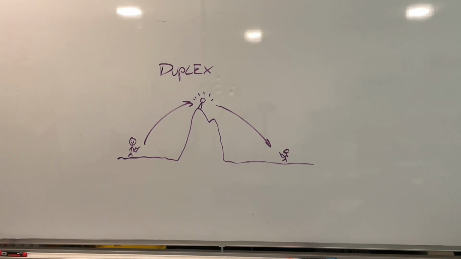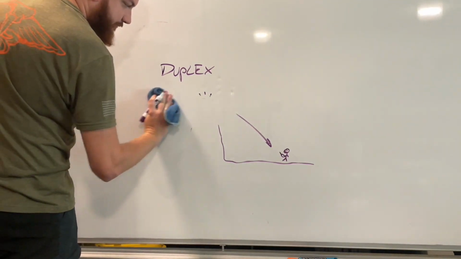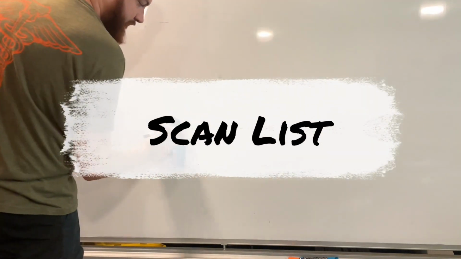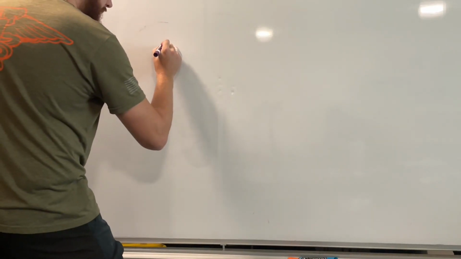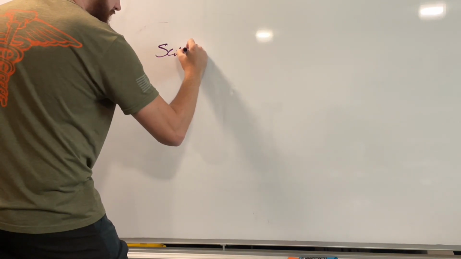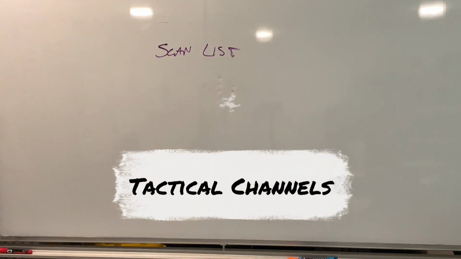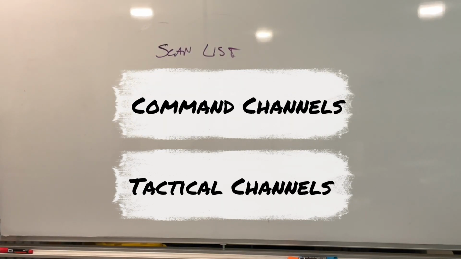We need to be listening to command in case someone else calls out a 206 for a patient, and we need to be listening to the tactical channels within our area. What we'll do is develop what's called a scan list. There are 16 channels in one programmed zone of a radio, and we're about to go over zones in just a second. Within these 16 channels, we have our tactical channels, and we have our repeated command channels. Now we need to listen to both.